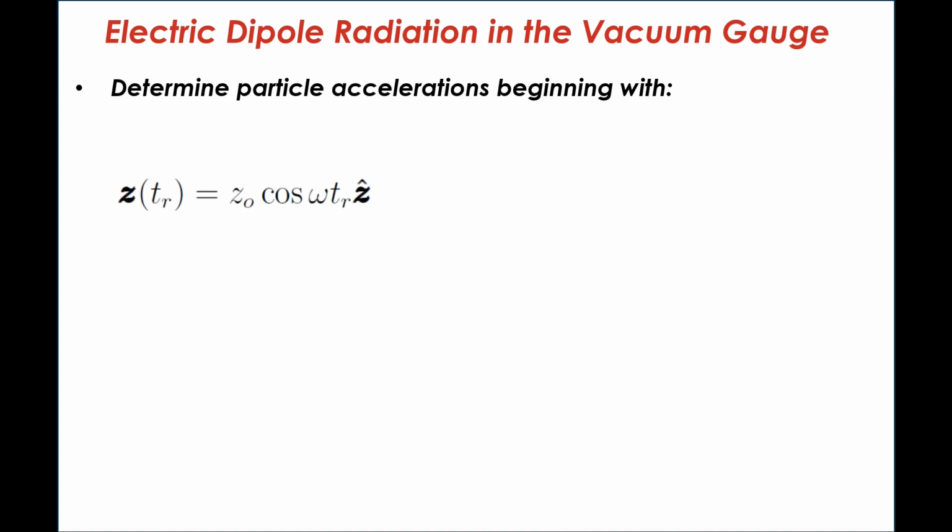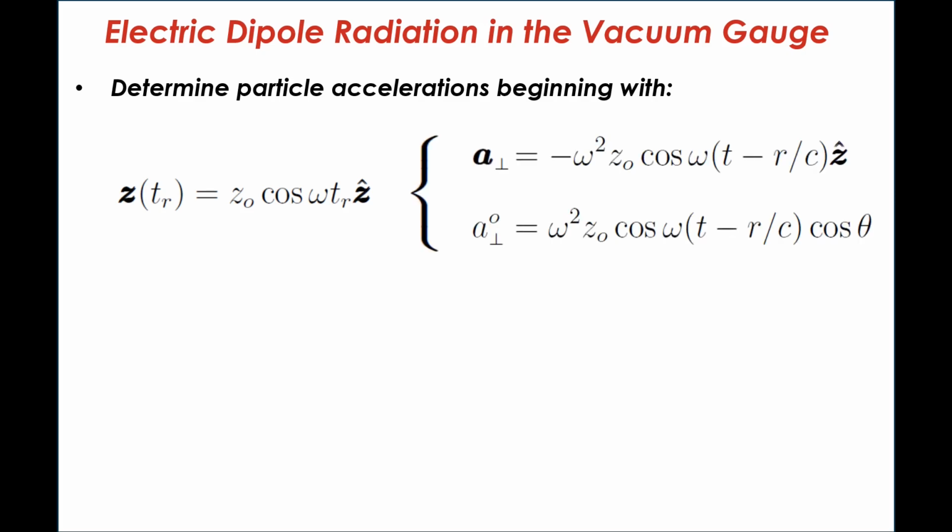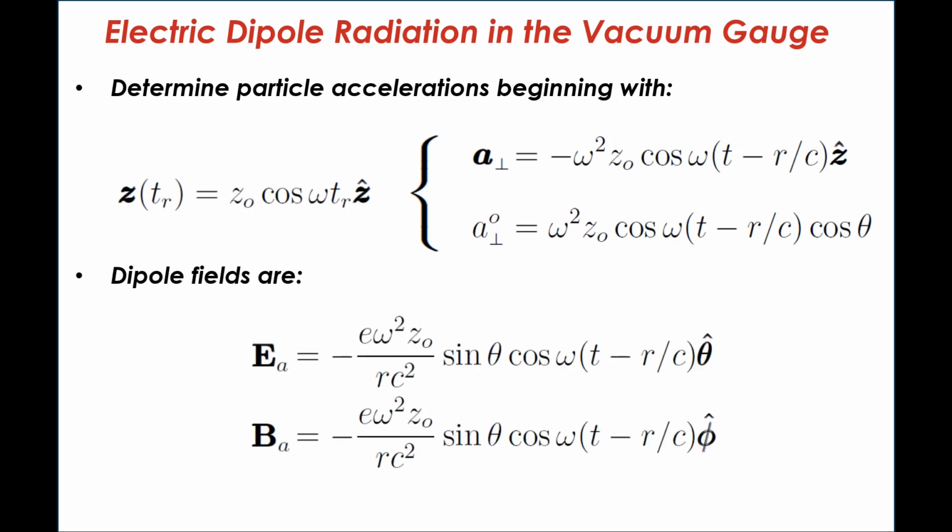This means we can generate the appropriate acceleration fields in equation 1 simply by evaluating components of the particle acceleration. The equation of motion for the oscillating electron is shown here, where t sub r is the retarded time, and this formula can be differentiated to determine particle accelerations. The dipole fields will then follow by combining the potentials and the acceleration components together according to equation 1.